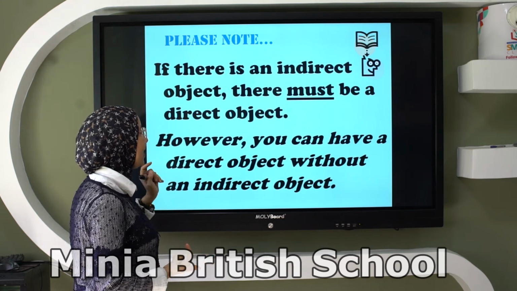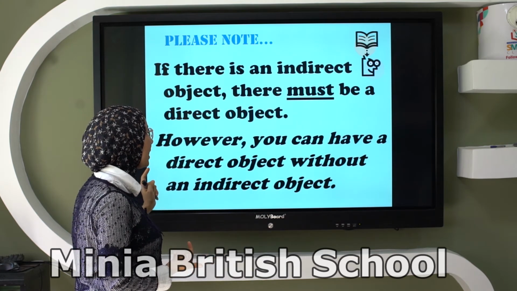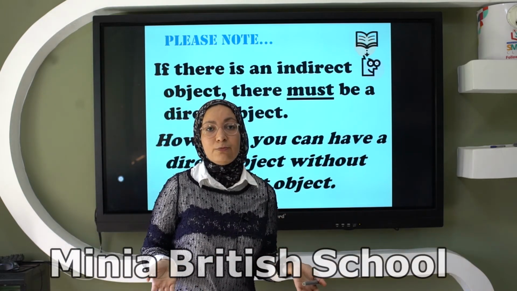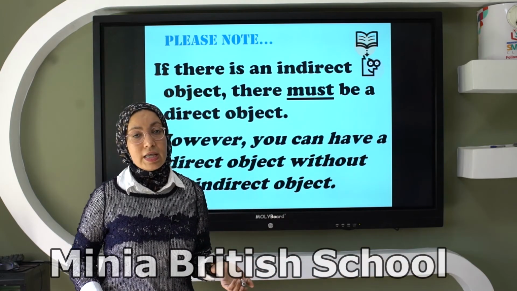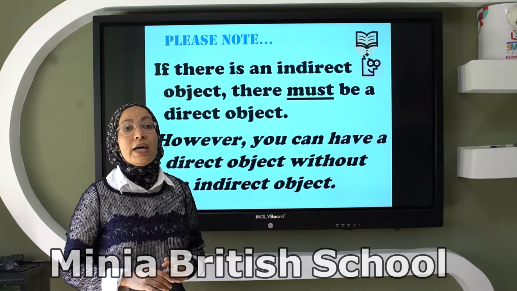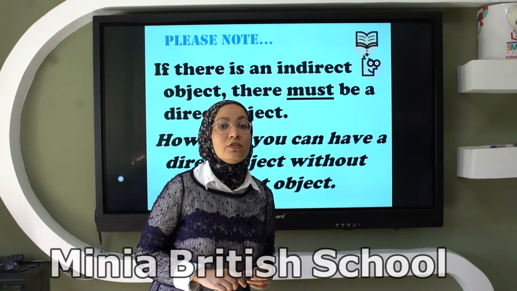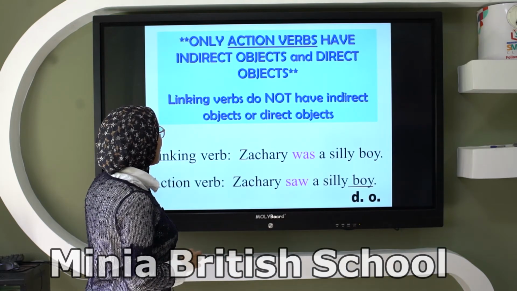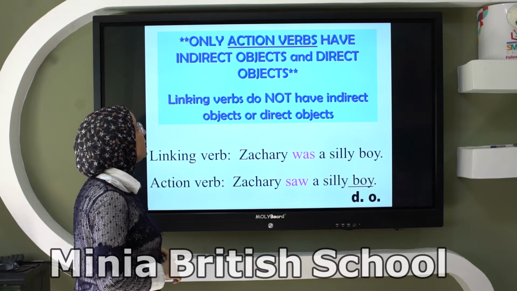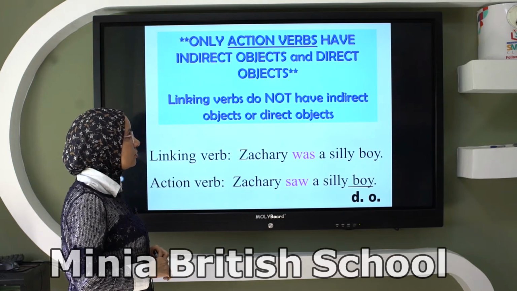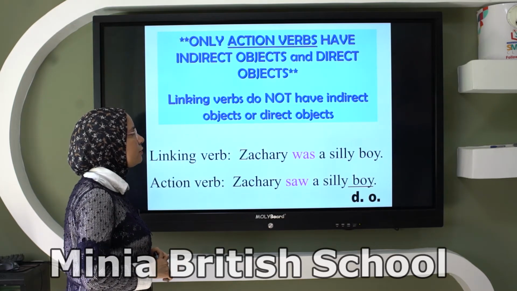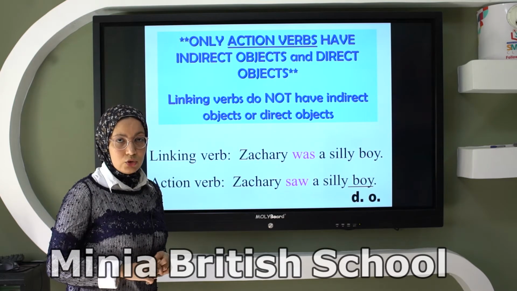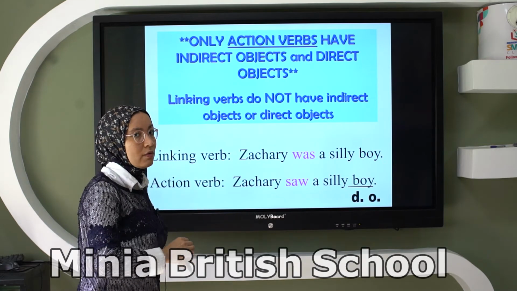However, you can have a direct object without an indirect object. So yes, you can have a direct object in a sentence without having an indirect object in the same sentence, like the previous examples that we started our session. Now, only action verbs have indirect objects and direct objects. Which means linking verbs do not have indirect objects or direct objects. To clarify this, look at these two examples, please.